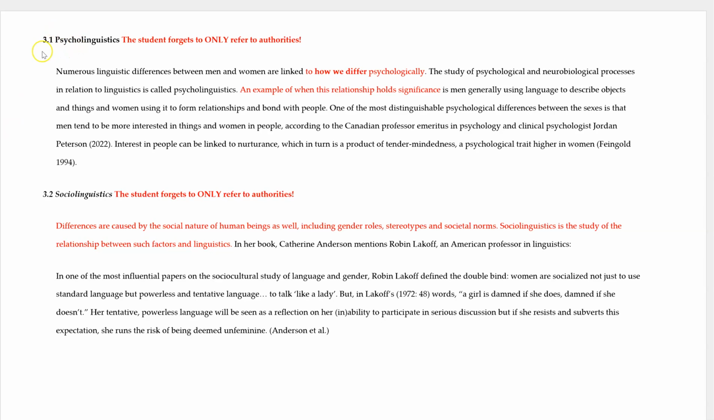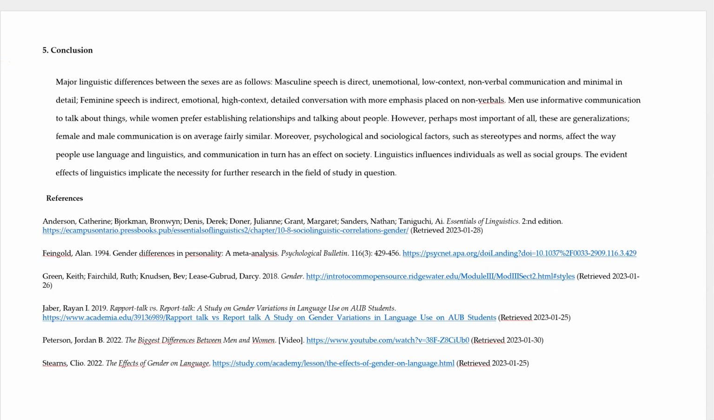study. But you see, the student has forgotten to refer to authorities, and I have marked that with red for you to see what it should look like. And you have the conclusion and the references. So this is quite a good research project made by a student that you can use as a model. You don't have to copy it, just have a look at it and stop the video to learn more.